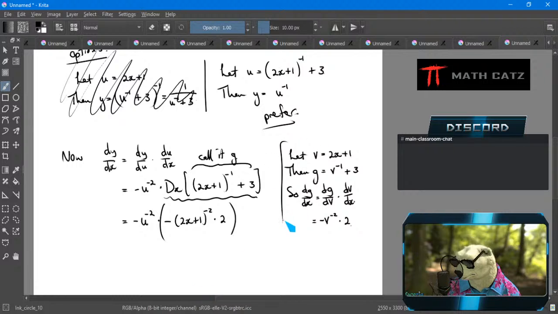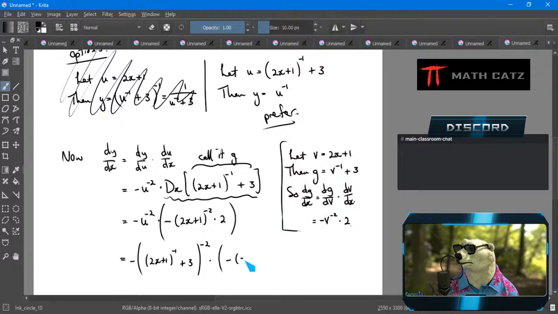Because I've scribbled some stuff on the side, I'm now sure of this answer. Yes, I still need to replace what the U is. U is up there, doesn't look great, I agree. Nice big brackets. 2x plus 1 to the negative 1 plus 3 is what U is, to the negative 2. None of this looks good, but that doesn't matter as long as it's correct.